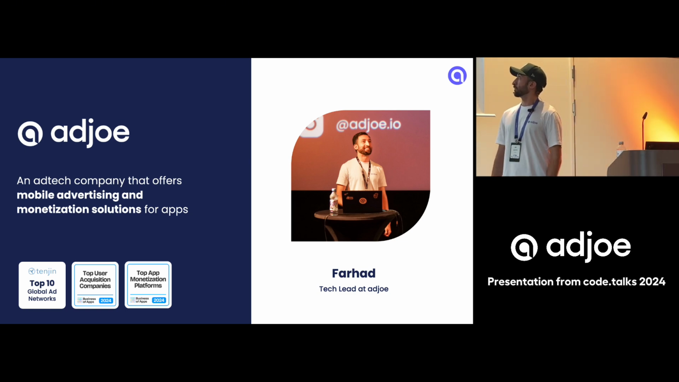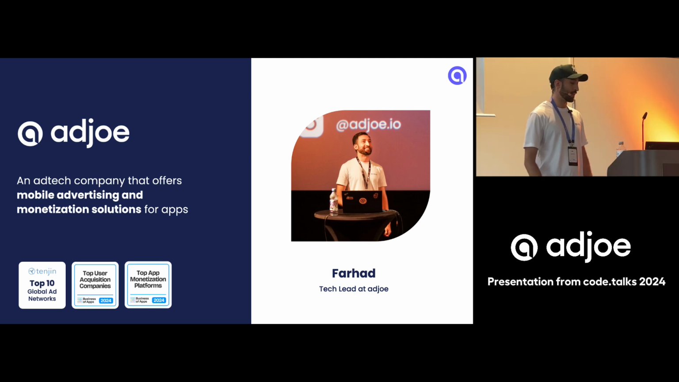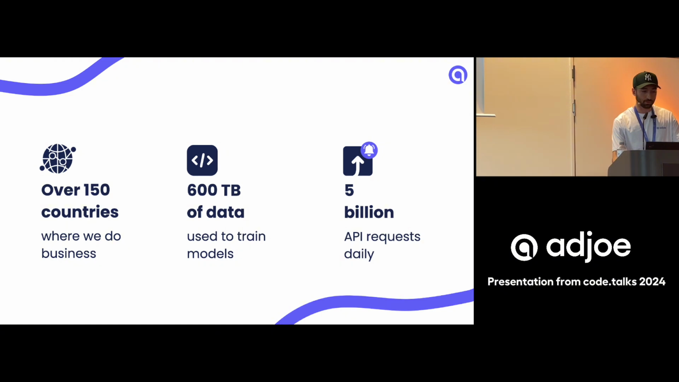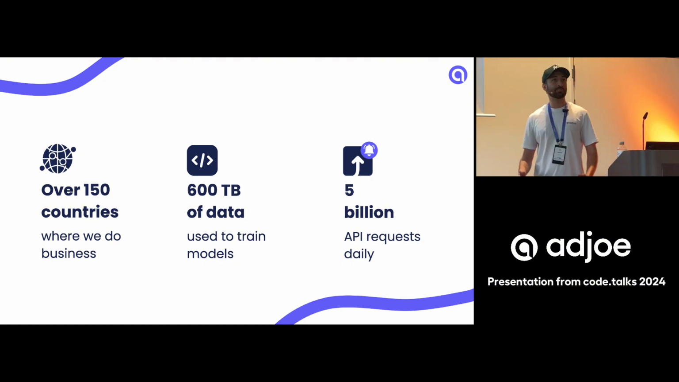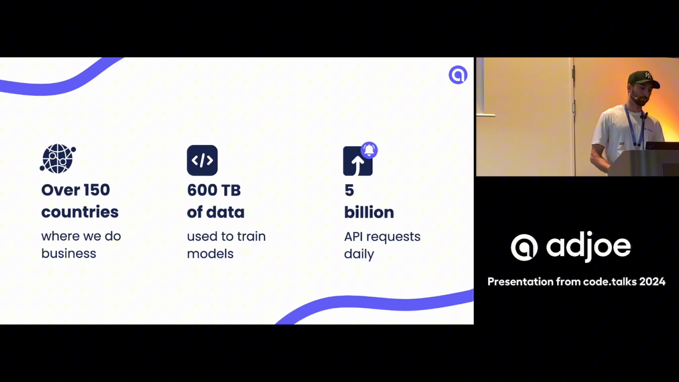adjoe is a scale-up working in the ad industry, and we have unique advertisement and monetization platforms for our partners, publishers and clients. We are operating in more than 150 countries. We receive a lot of data from our partners, and we train machine learning models to be able to deliver the best ads for our users. And we receive more than 5 billion API calls daily. So you can imagine that this is a huge load and traffic coming in.